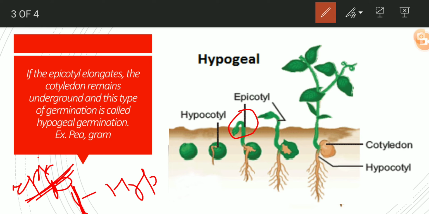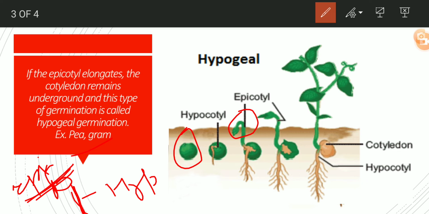Examples of this are pea and gram. The hypogeal examples are mainly dicots, and these are mango, gram, pea, etc. So we will take up the gram seed. Okay, so you are seeing this is the hypocotyl.